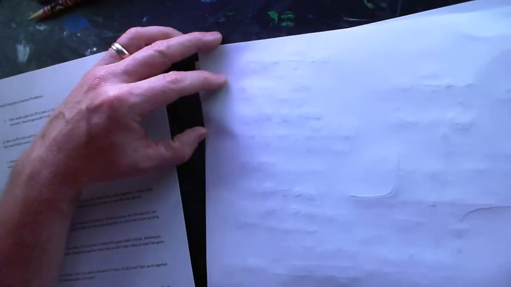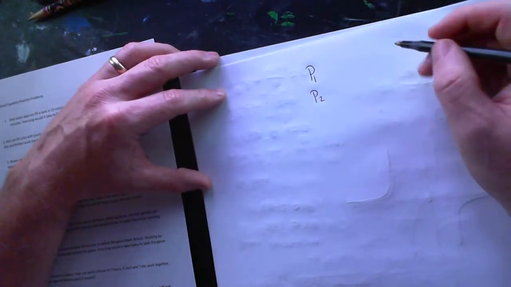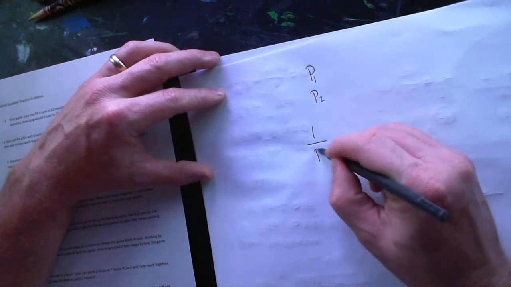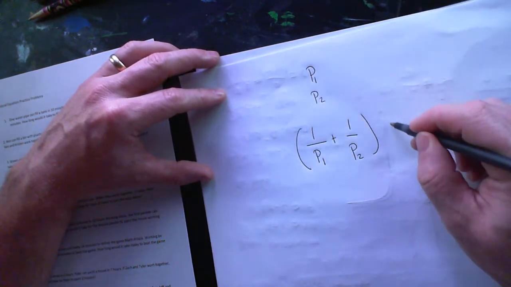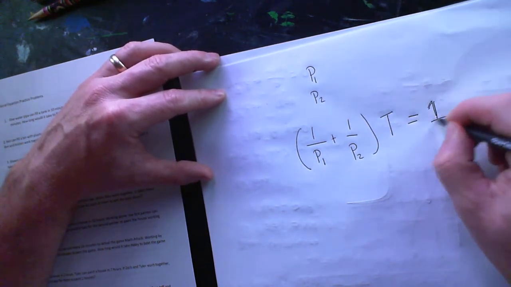So, the formula that we're using for all of these, remember that the amount of time that the painter uses to paint the house, 1 divided by that is the rate at which they paint the house. So, if we have two painters, we have painter 1 and painter 2. So painter 1 has a time and painter 2 has a time. So the formula that we use is 1 over P1 plus 1 over P2 times the total time that it takes working together equals 1 completed job.